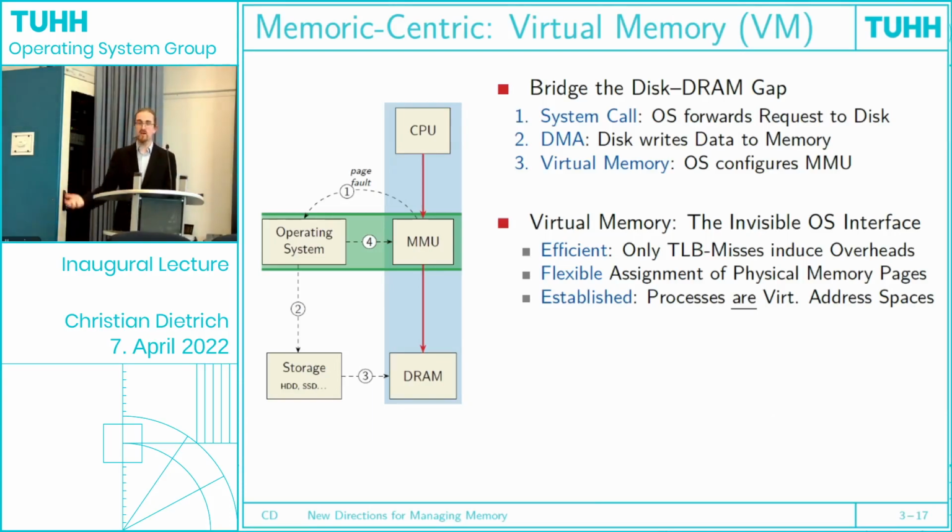So we only have TLB misses to get the translation from virtual to physical memory. On the other hand, it's really flexible. You can display any part of the physical memory within your virtual memory space. So arbitrary mappings are possible. And it is very established.